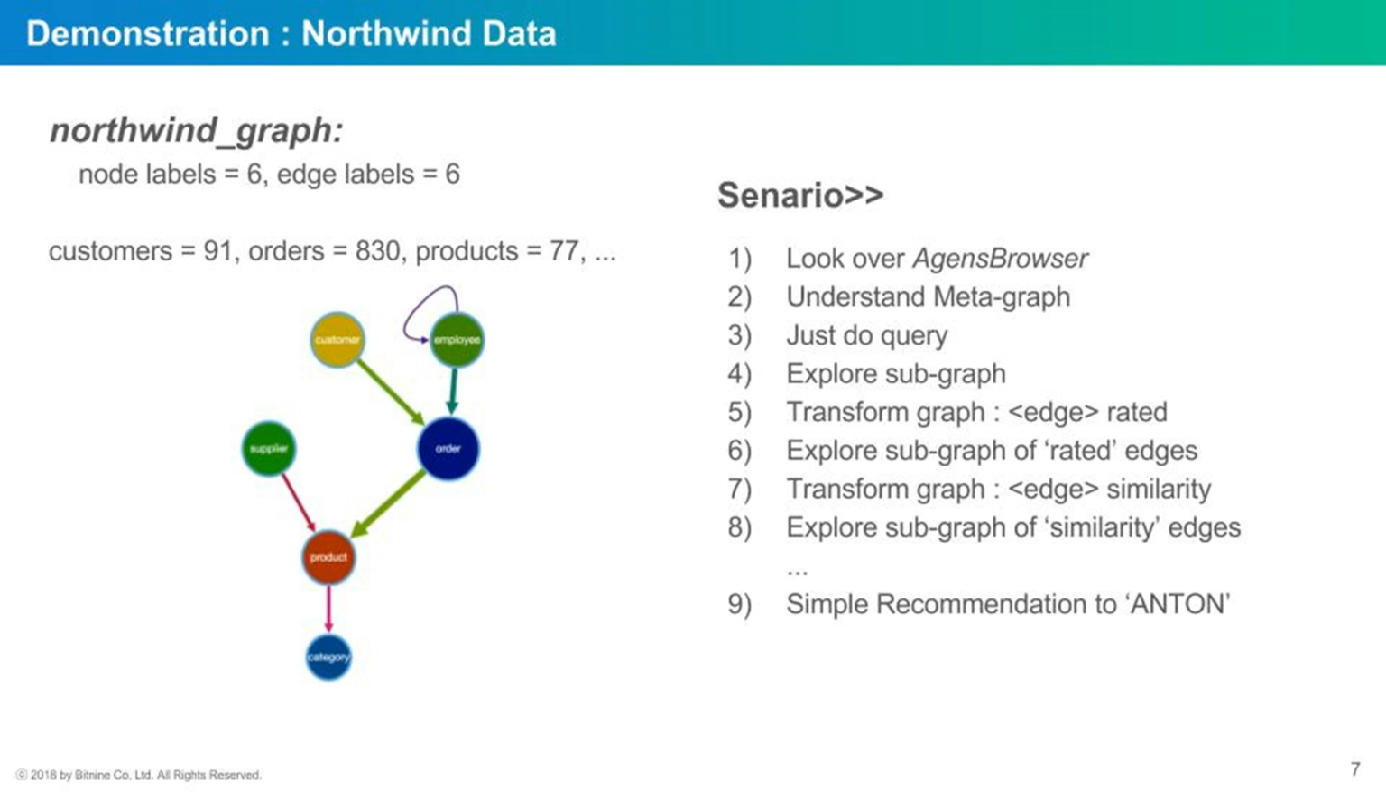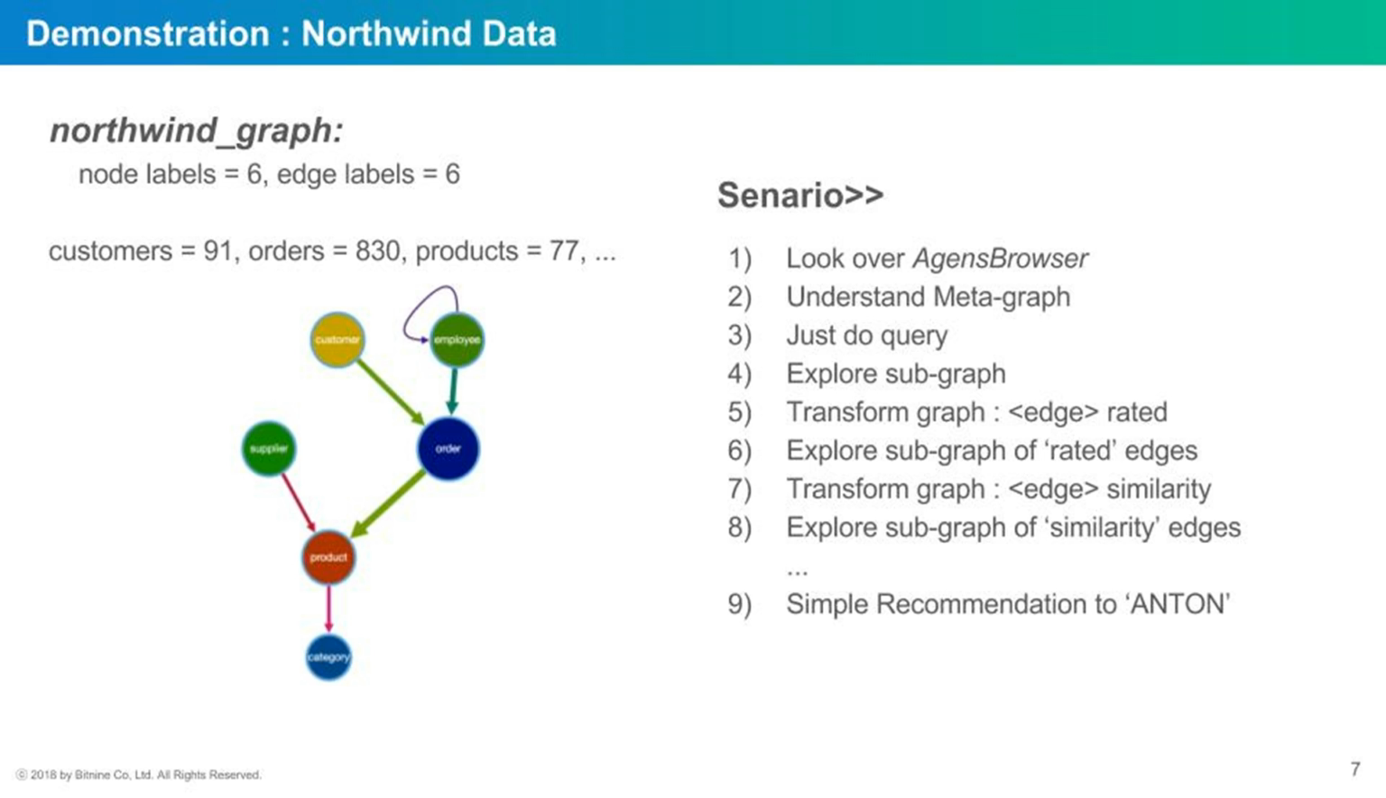Now we are going to look at the sample dataset Northwind. We are going to use Northwind to make a graph containing business relationships for simple product recommendations, specifically for Anton. The sample graph data Northwind has 6 types of vertices and edges each, and it has 91 customers, 830 past orders, and 77 sold products. We can visually understand this by using the metagraph.